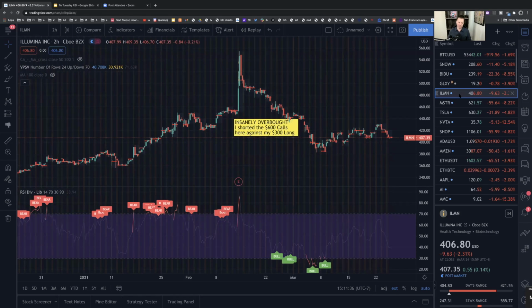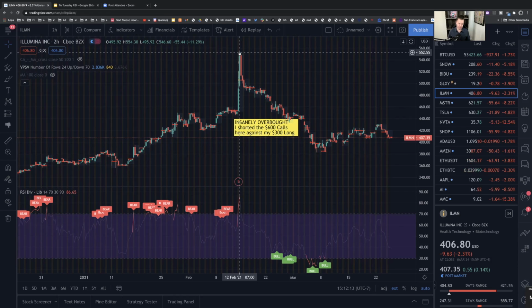Illumina, I want to talk about a couple of things here. So again, it shows you the weakness of RSI and also the strength. But remember, for those of you who are watching Patreon Live, you would have seen my live post where I actually sold the $600 calls against my $300 long position. And because there was such extreme volatility with the stock literally spiking from 440 all the way up over 550 in a couple of hours, that brought about a huge amount of volatility and a huge premium on the calls.